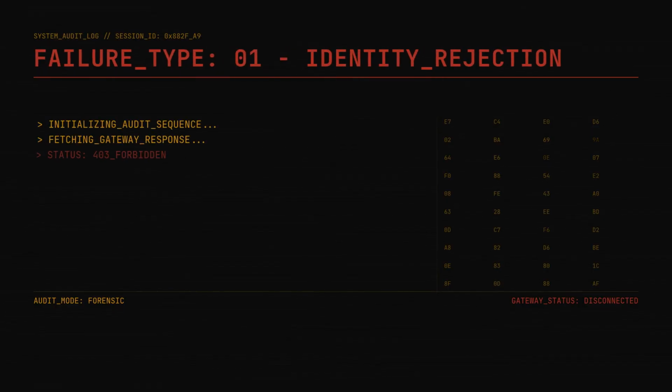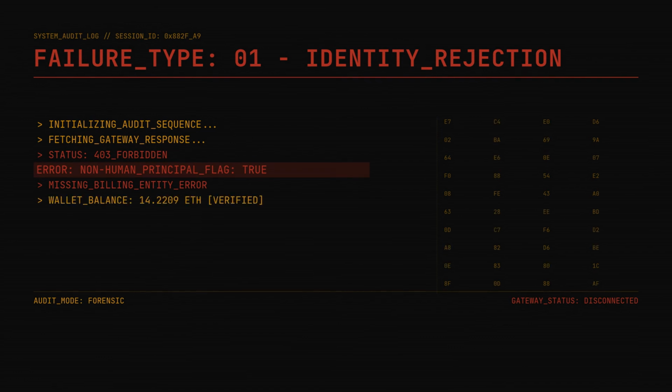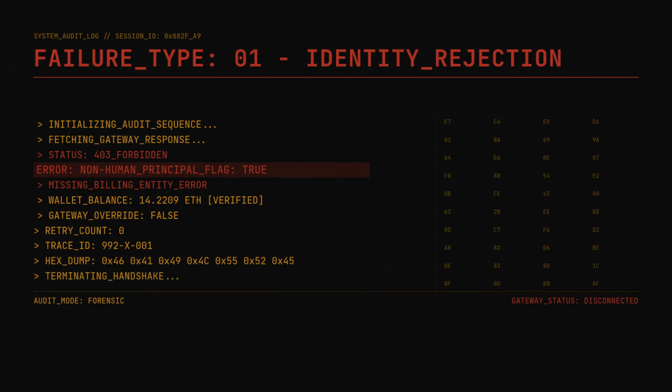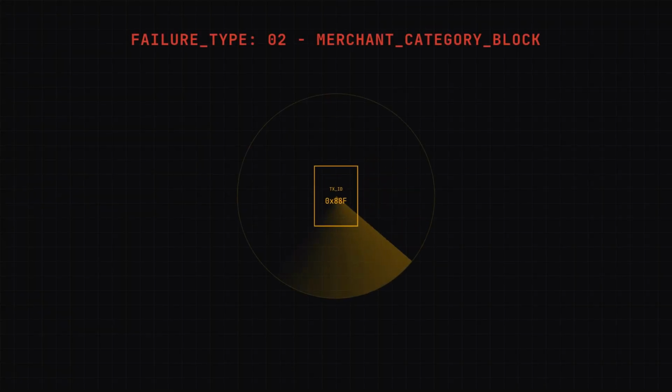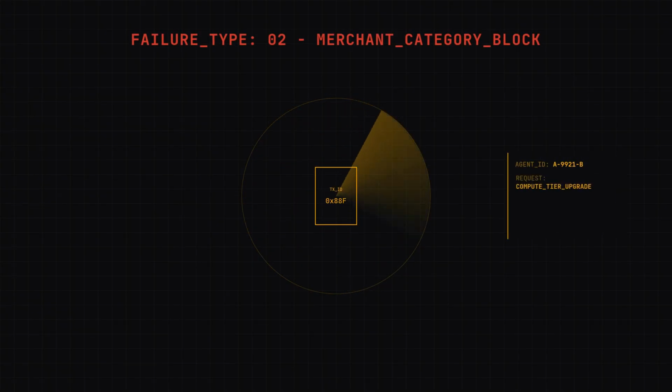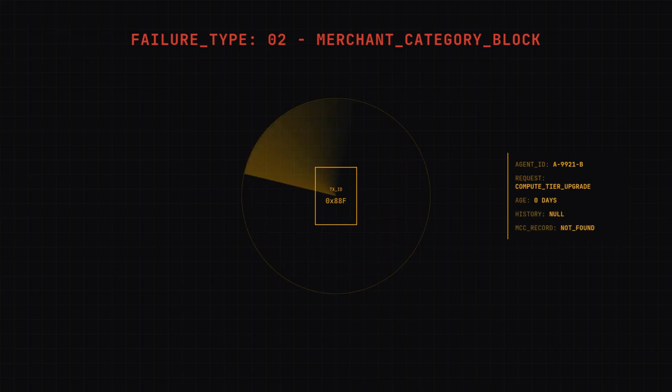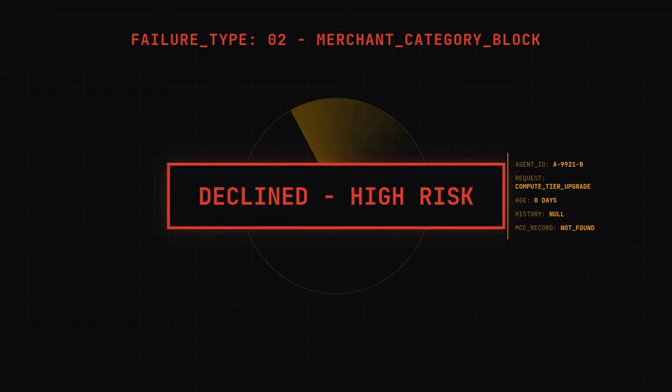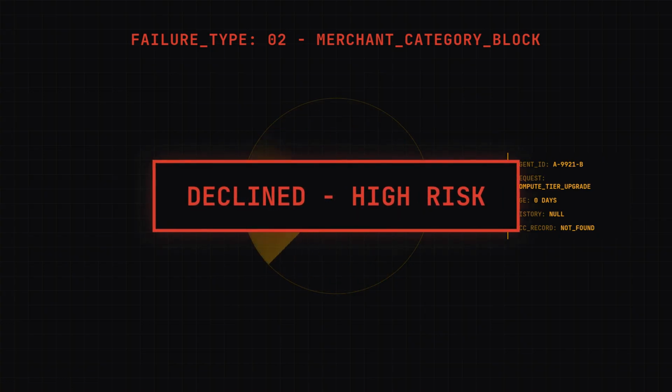Failure type 1, identity rejection. The payment gateway returns a non-human principal flag or simply a missing billing entity error. The wallet has funds, the gateway doesn't care. Failure type 2, merchant category block. The agent is trying to pay for a compute tier upgrade, but the payment source has no transaction history, no merchant category codes on record, no account age. It gets declined as a high-risk transaction.